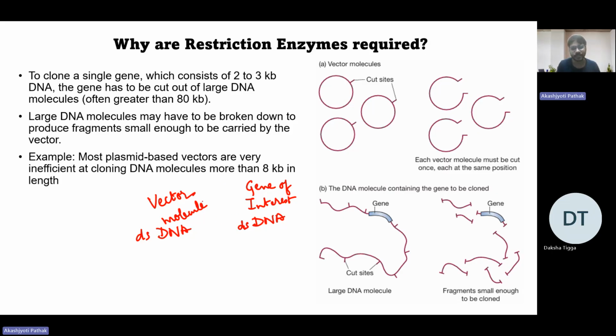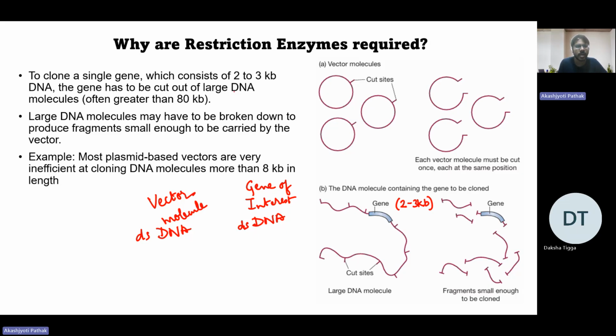So for cleaving or for causing a cut in the vector molecule, we need restriction enzymes. Okay. So restriction enzymes are mainly required for gene cloning. So to clone a single gene which consists of 2 to 3 kb DNA, you see here this figure. So for example, you have a gene which is 2 to 3 kb in size, and you want to clone this 2 to 3 kb DNA into a plasmid.